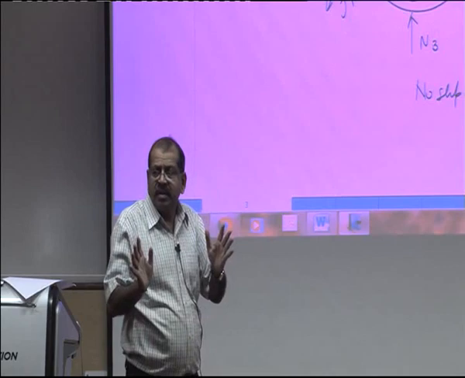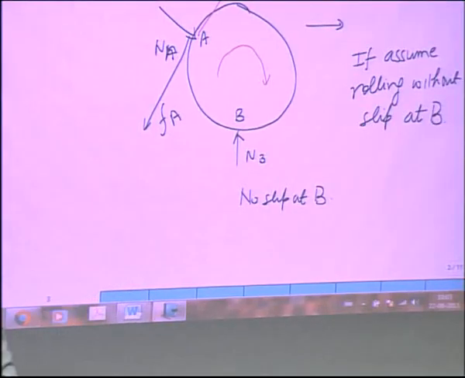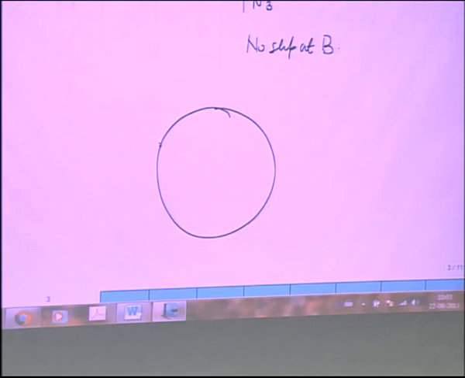Is that fine? Now, suppose it was the other way round. If there was no slip at A, and this is the center, if this has to move forward, in which direction will omega be? Omega has to be like this, because then only, let us see, if this is omega, where is the center velocity? The center will be like this, it has a backward component. If it is clockwise, then let me just work out.